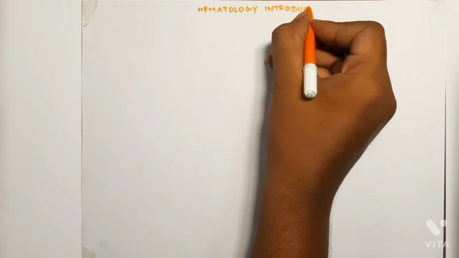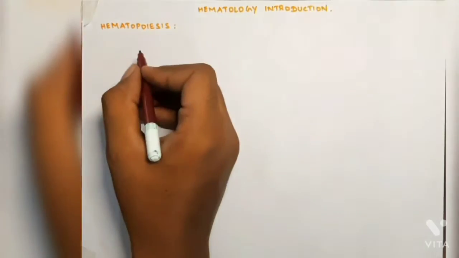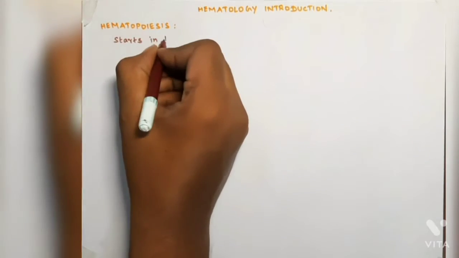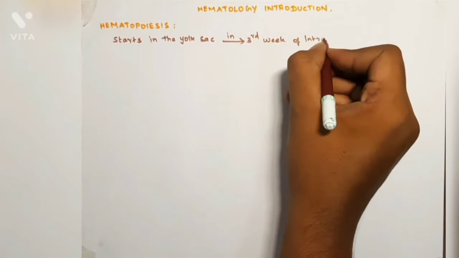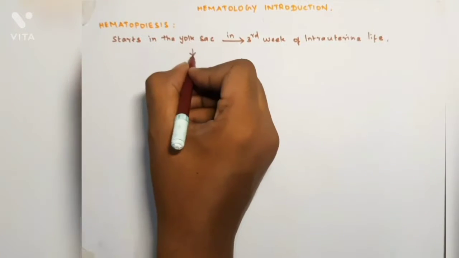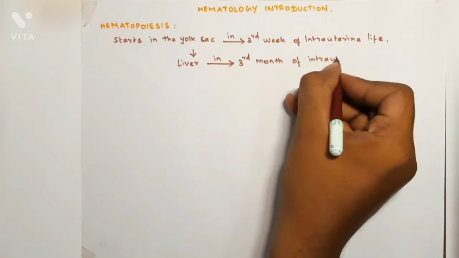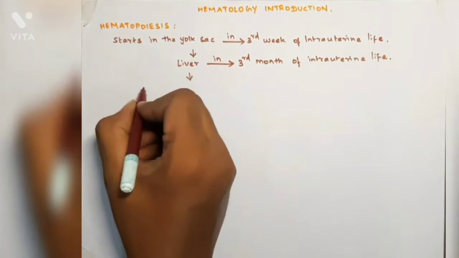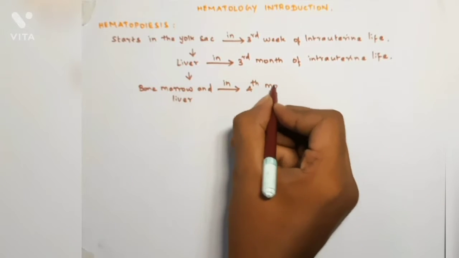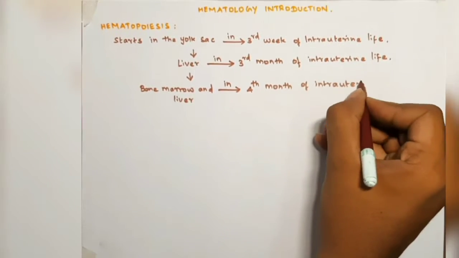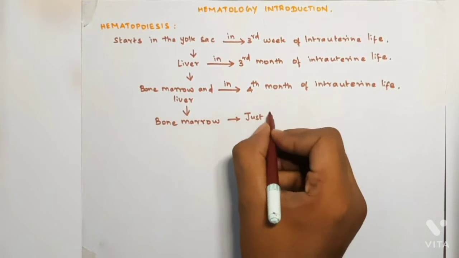Hematology Introduction. Hematopoiesis starts in the yolk sac in the third week of intrauterine life. Liver in the third month of intrauterine life. Bone marrow and liver in the fourth month of intrauterine life. Bone marrow just before birth.